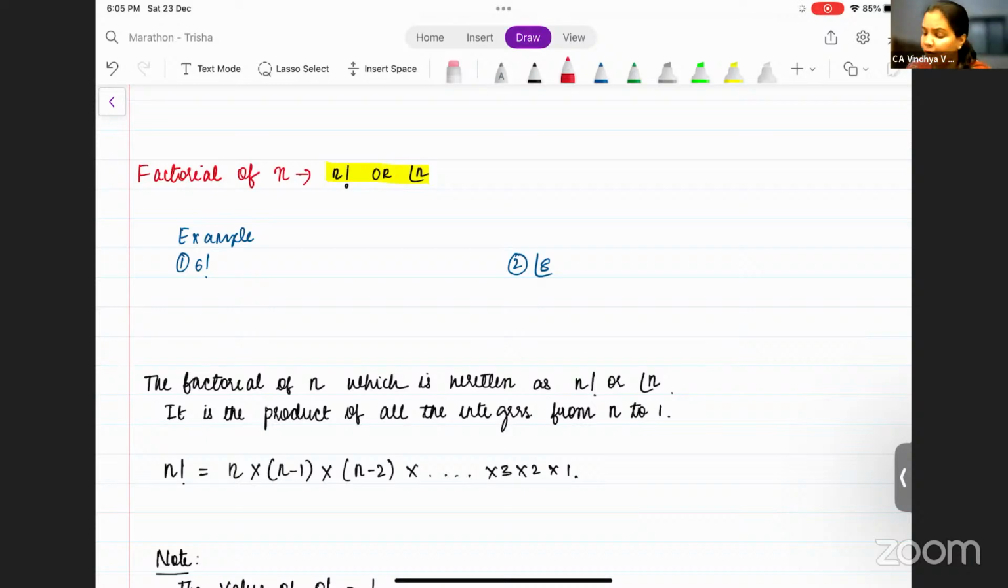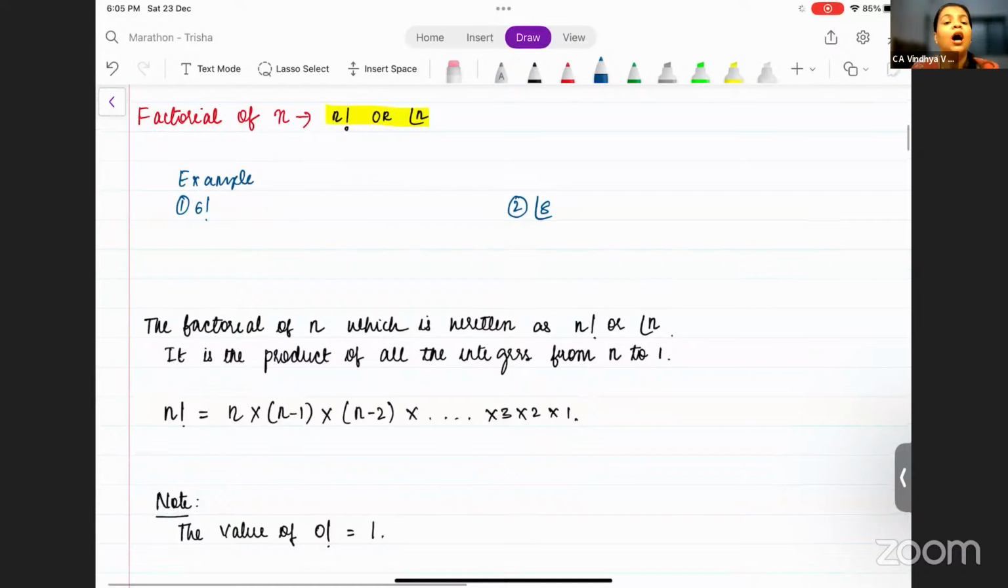Okay, these are the two ways in which the factorial can be represented. Now here in example 1, they have asked us to find the value of 6 factorial. How do you get this? This is nothing but starting from 6, the product of all the integers from 6 till 1. That means 6 into 5 into 4 into 3 into 2 into 1.